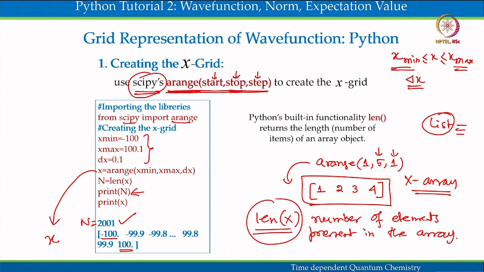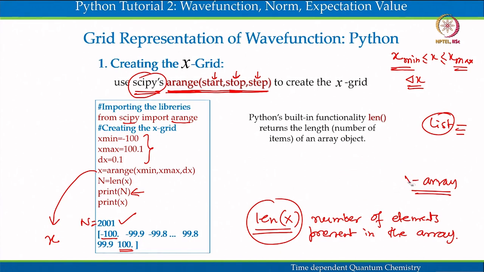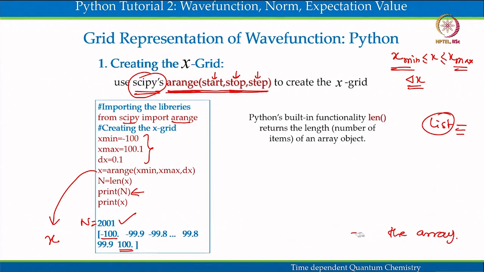Now we can recheck. Whenever we are following numerical methods, in the beginning we should always try to match the result with an analytical solution. So we have already seen that n can be calculated. N is nothing but the number of elements I will have in the grid points. So I have prepared the grid points from minus 100 to plus 100 with a separation of 0.1. That's the x grid I have prepared.